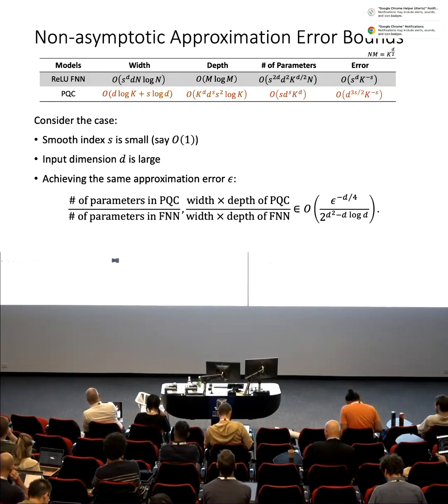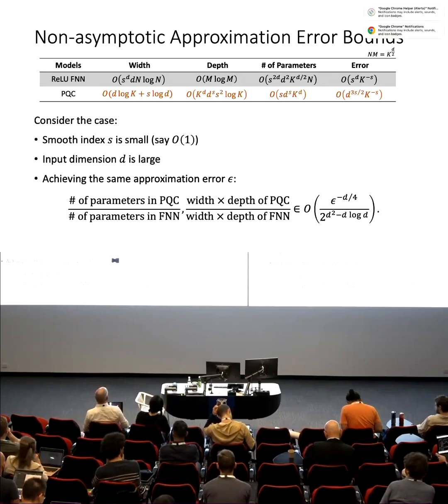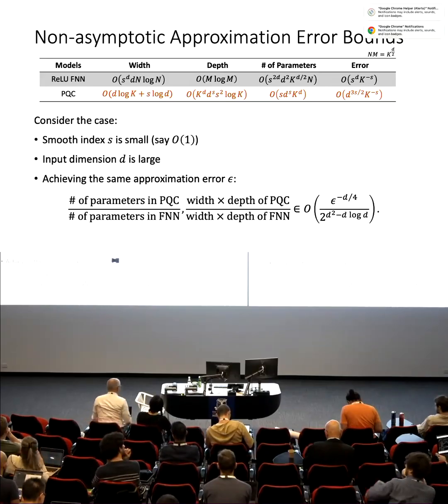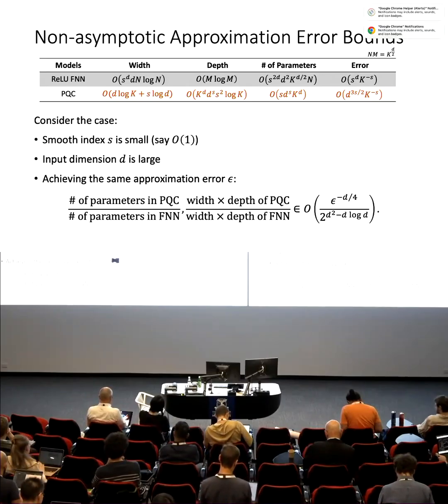And finally, we will have a similar non-asymptotic approximation error bound as the ReLU FNN has. Then we are able to compare these two models. And once we set the smoothness index to be small and the input dimension d is large, then to achieve the same approximation error, we find the ratio between the size of the PQC and the FNN exponentially decays.